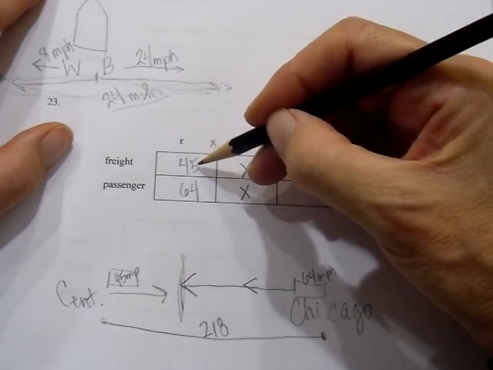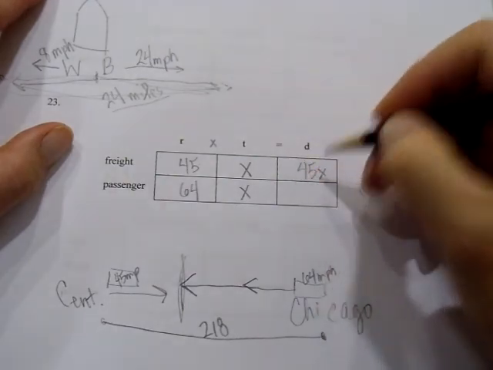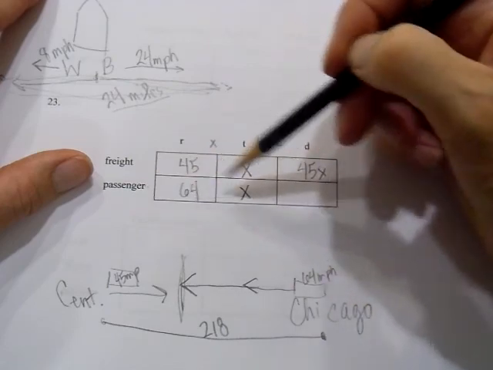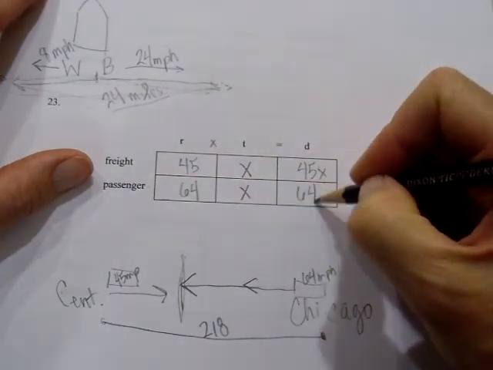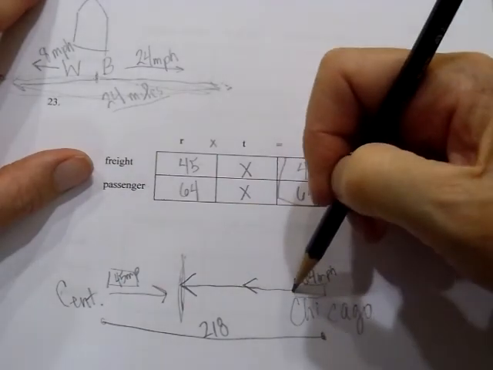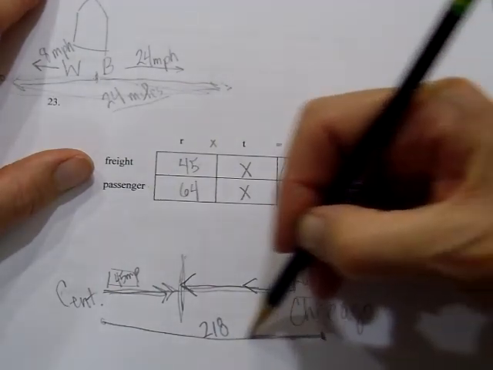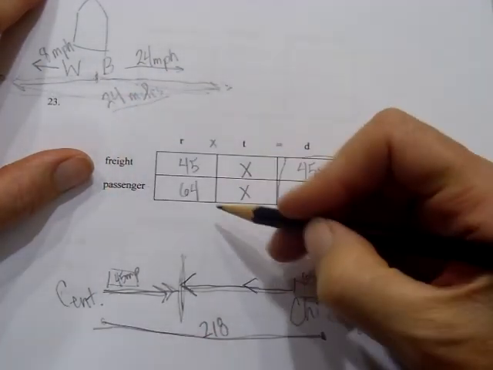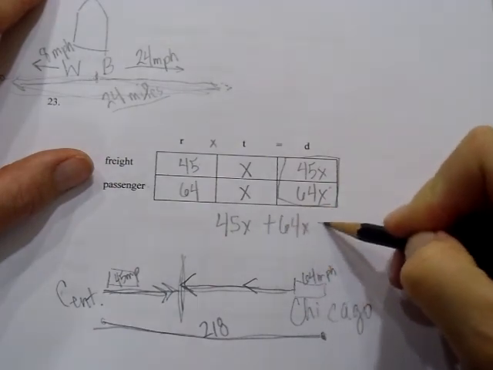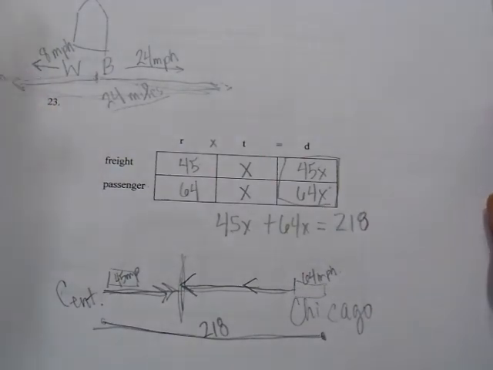We can say, well, we know the rate times the time is our distance. We don't know exactly what it is, but we know it will be this. And the passenger train is 64 times time, and is this. Now, this together is this, and that together should equal this, right? So that should give you your equation again. 45x plus 64x equals the 218. And now you can, again, solve for your x there.